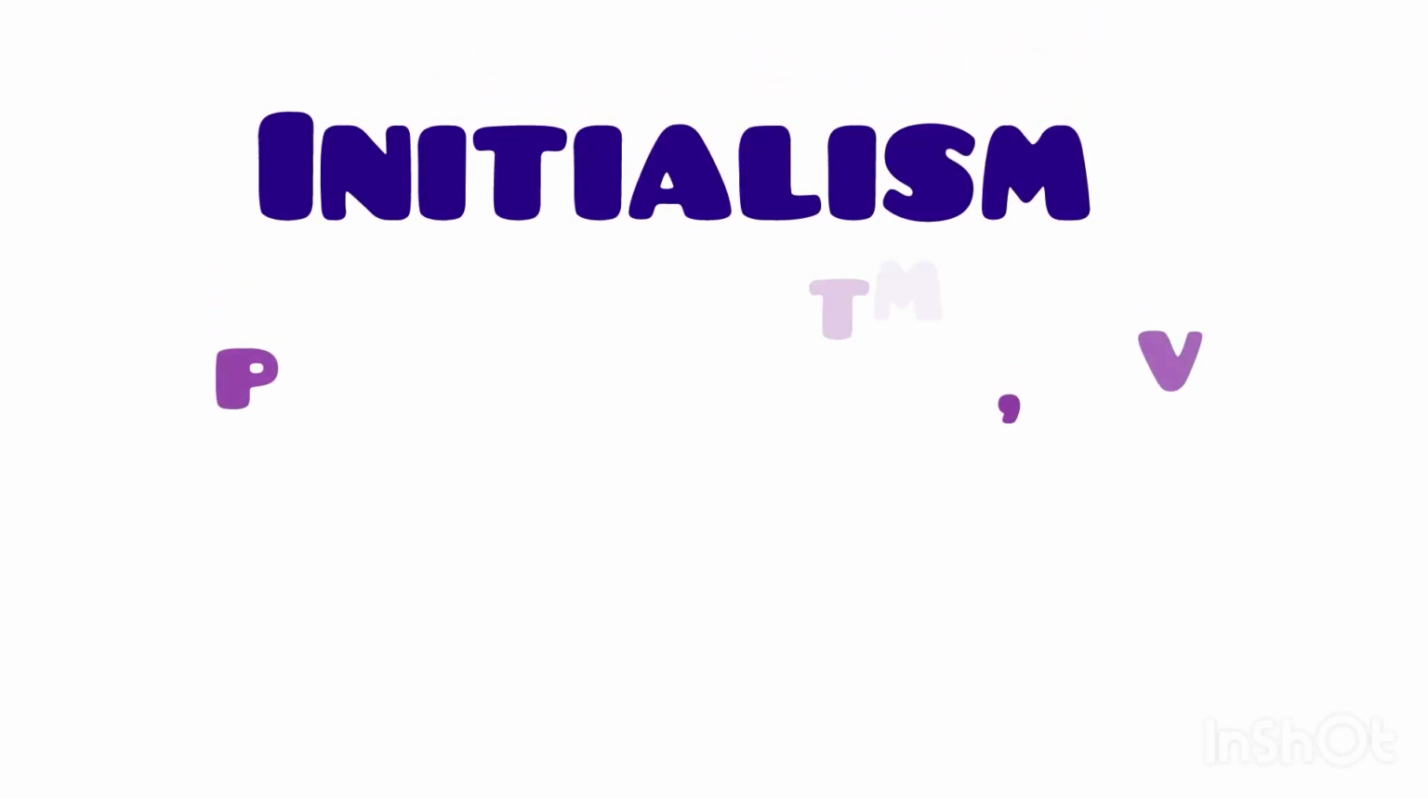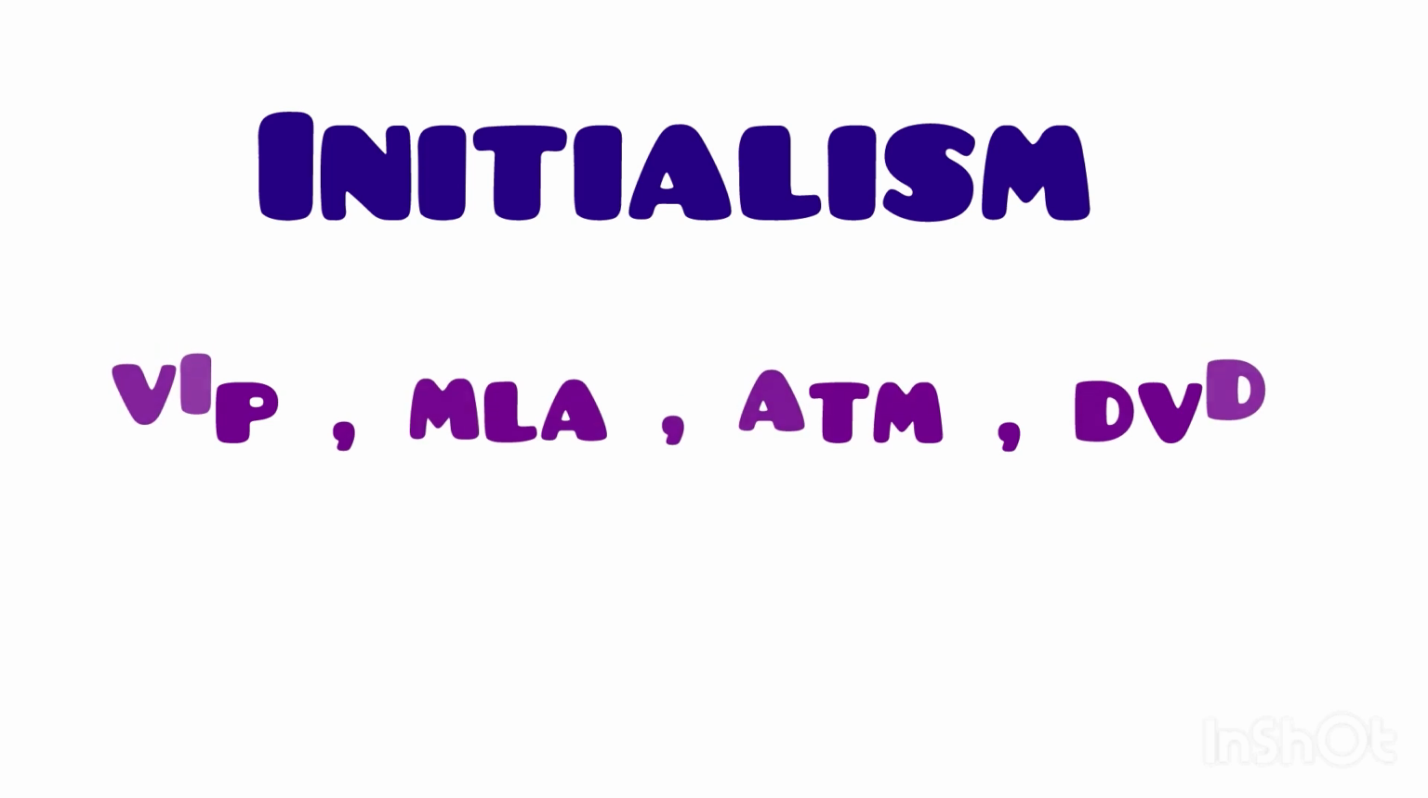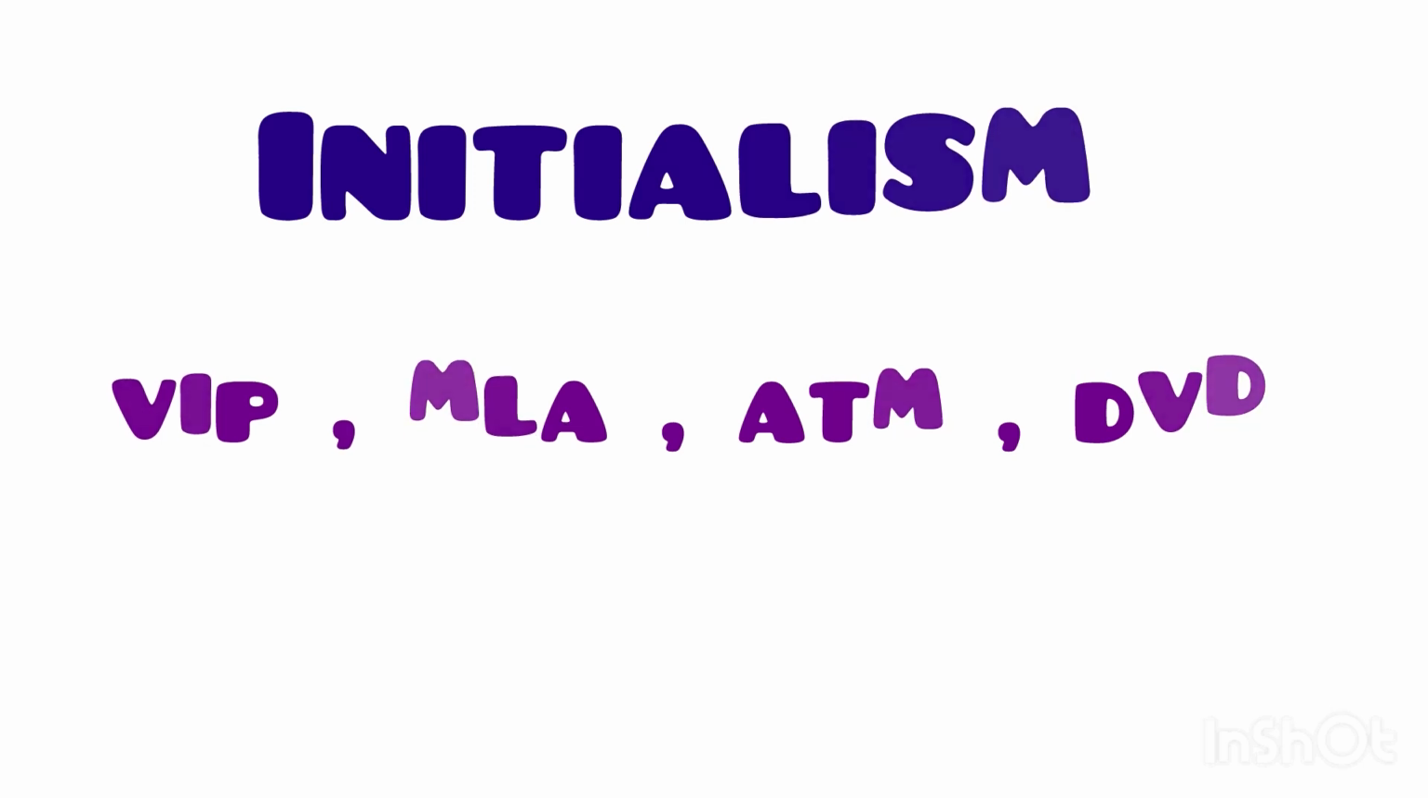And the second type is initialism. Now in this, it is another type of abbreviation similar to an acronym but different in the sense that instead of combining the first letter of all the words in the phrase to form a new word, it pronounces each letter separately. For example, VIP, MLA, ATM, DVD. So what is the difference? In initialism we speak each letter separately, and in an acronym we put them together and say them as one word.